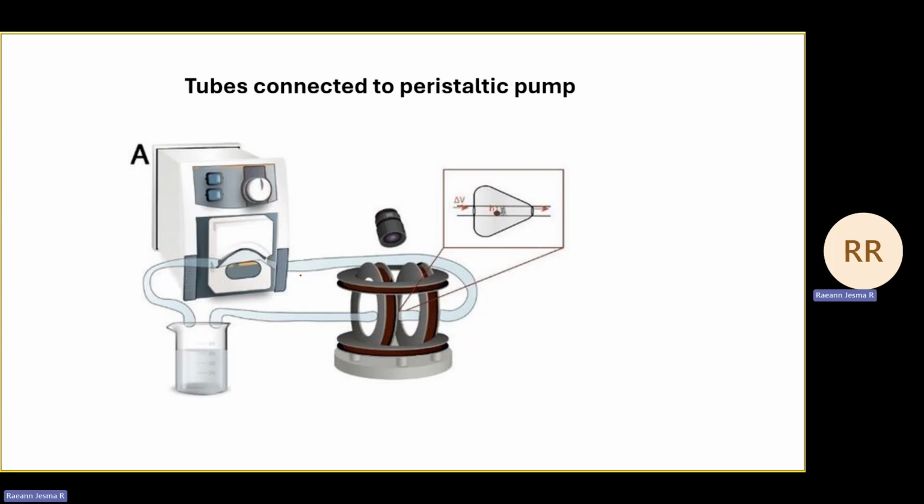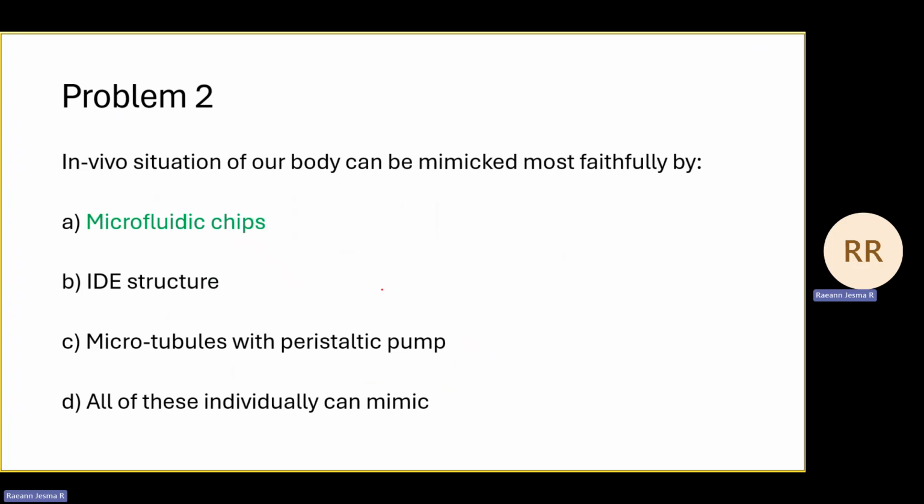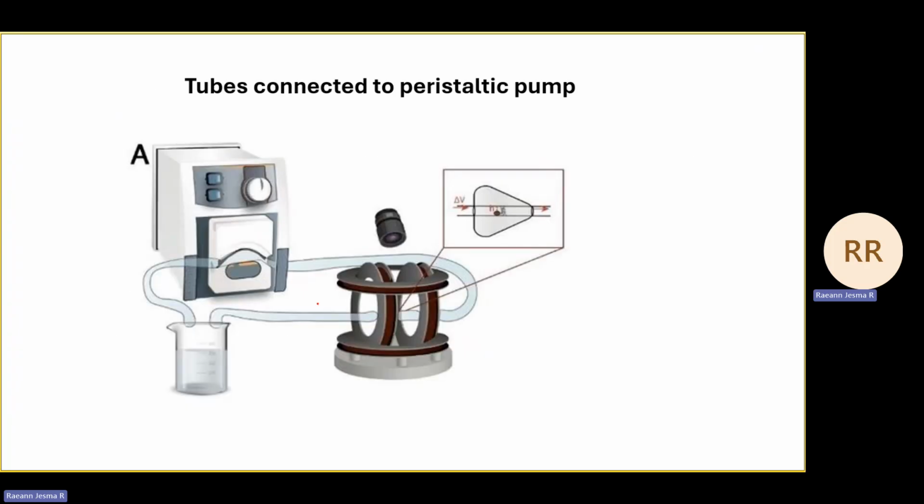So in option C, we have microtubules with peristaltic pump. Means the tubes will be in micro scale with peristaltic pump. This kind of system is feasible. However, the only thing that this kind of system can mimic is the flow of, let's say, the blood through the veins or something like that. It cannot mimic the temperature of the body. So when we are talking about in vivo, we want all the conditions that are present in the body to be mimicked. So one thing that is absent here is the temperature.